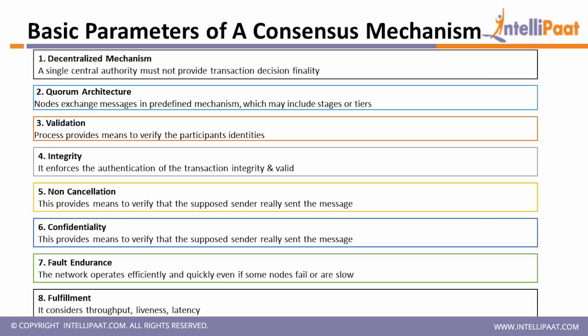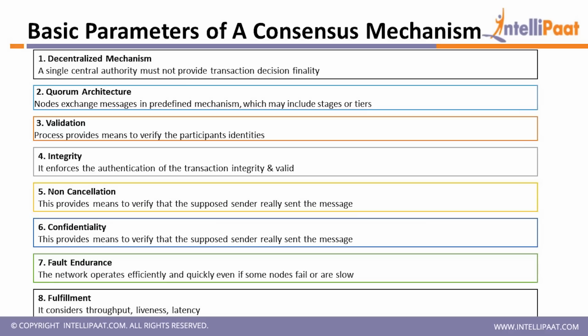So while designing a consensus mechanism, what should be the basic parameters and how these should be handled, that we will be learning in this slide. First parameter should be your decentralized mechanism. As we know, while working on consensus, we are dealing with a decentralized ledger, say blockchain. So a single central authority must not provide any decision finality. It should be designed and decided from consensus itself.